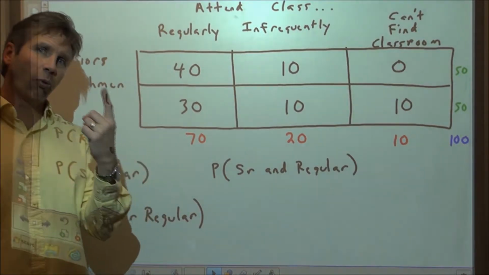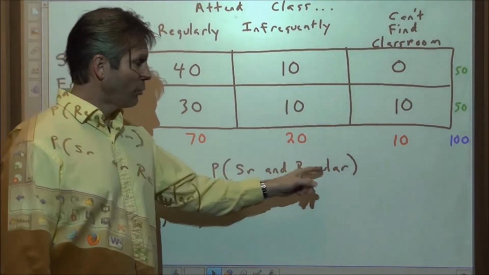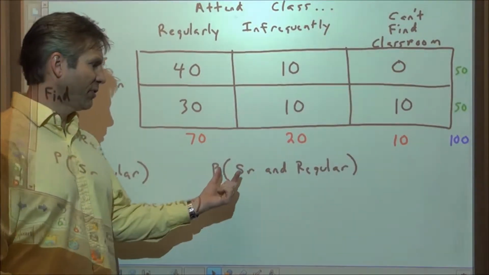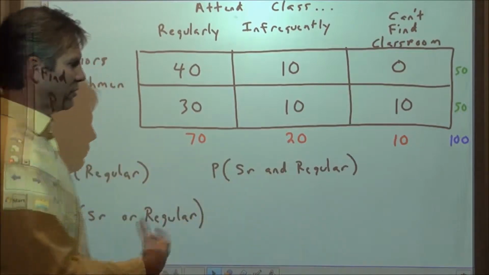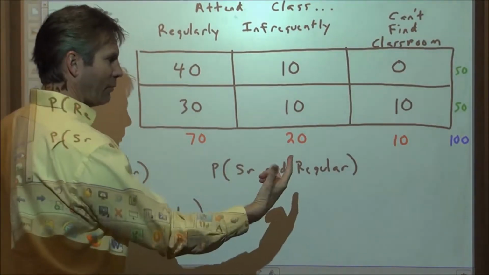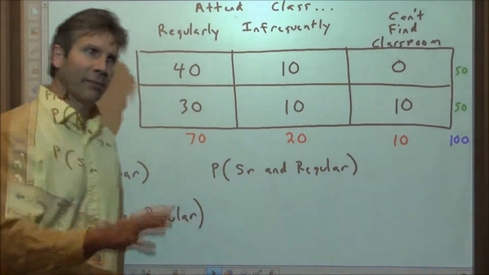What's the probability we select one person, and that person is a senior and regular? Well, "and" means intersection. It means the person has to fulfill both of these requirements or both of these descriptors. So it's these 40 people who are both seniors and regular. Selected one thing, "and" means intersection, does not mean multiply.